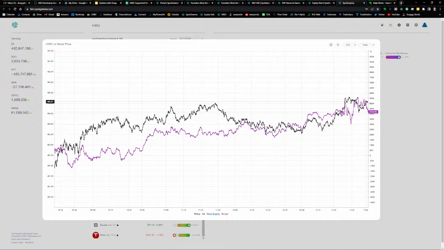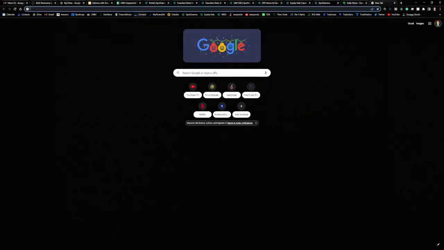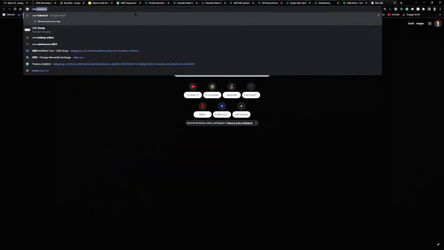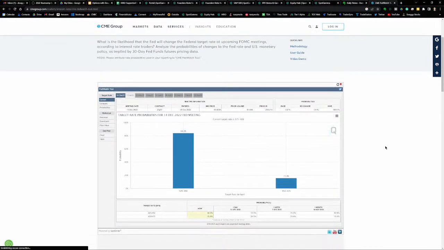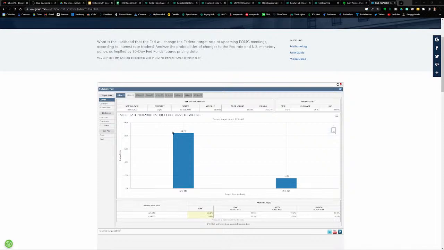And one quick thing that we can look at while we're waiting. Let's go to the CME FedWatch tool. So this shows now that traders have a pretty high expectation for a 50 basis point rate hike. So this shows the current target rate, and this is the expectation for 50 basis points. And that has increased from Monday to yesterday to today.